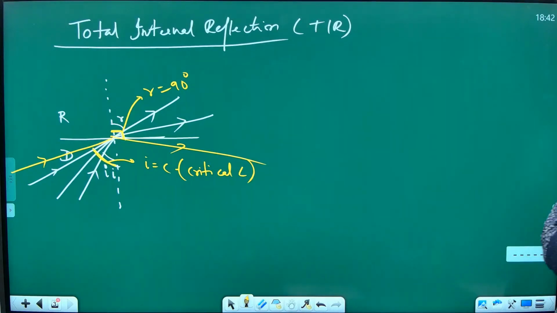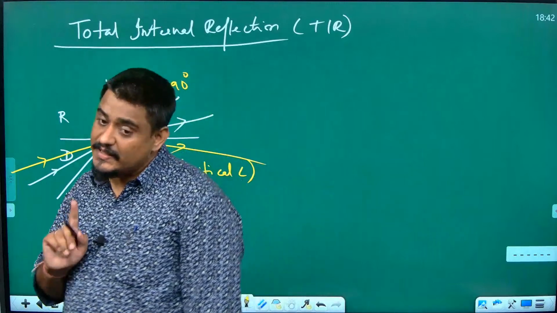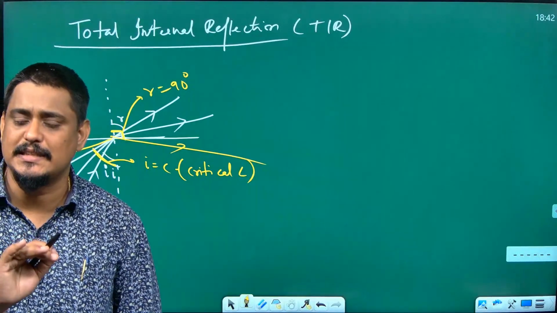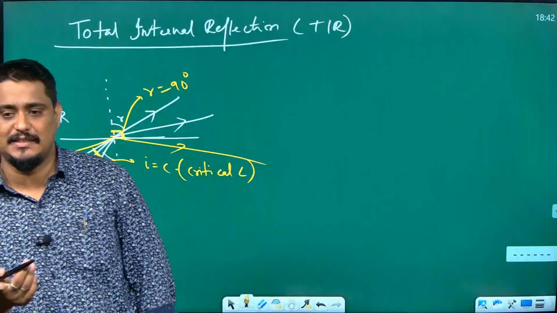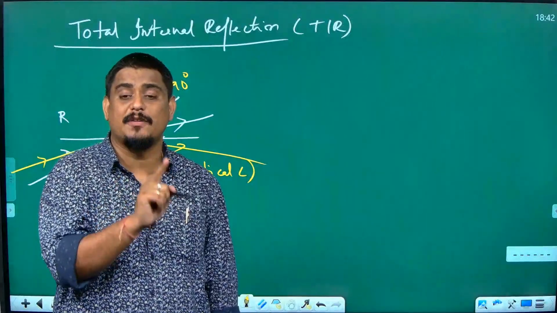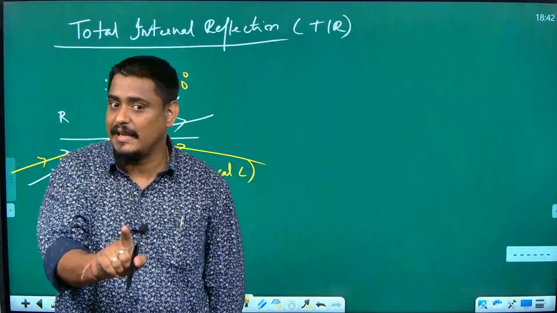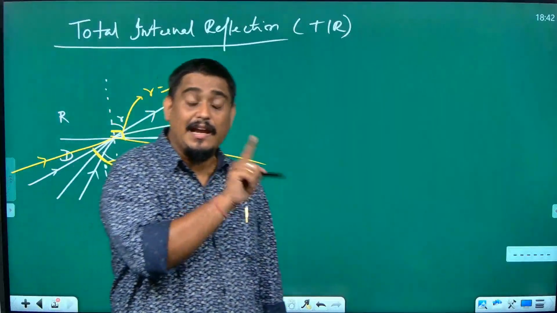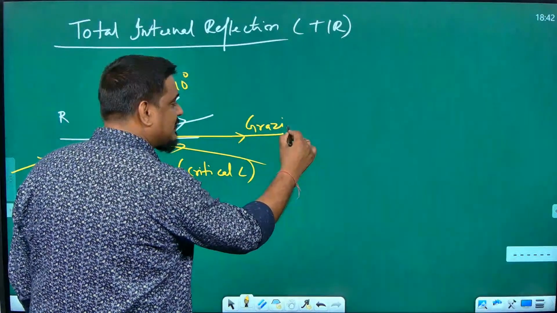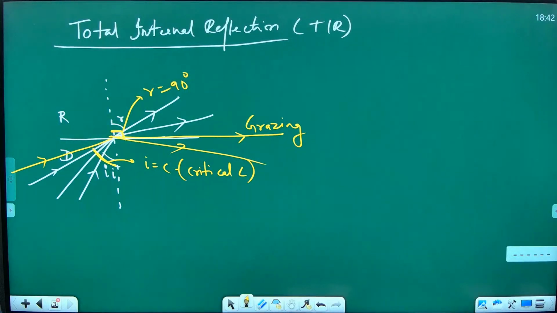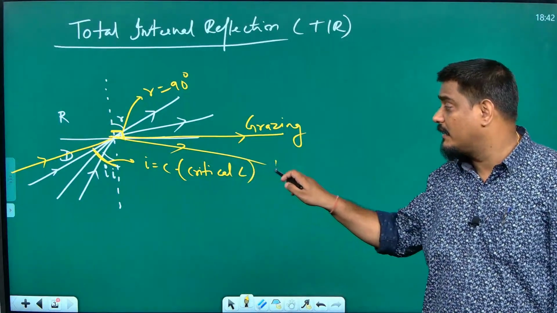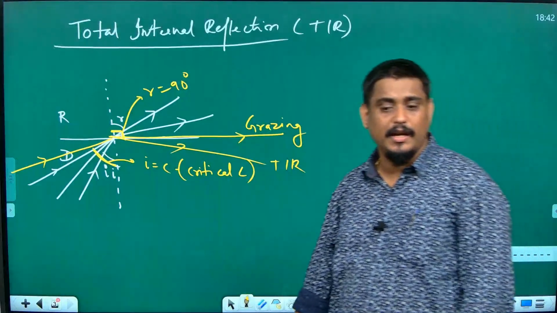I will repeat what I have told now. Whenever the light ray is entering from a denser medium to a rarer medium, it bends away from the normal. As you increase the angle of incidence, the angle of refraction also increases. For a particular value of angle of incidence, for which the angle of refraction becomes 90 degrees, is called the critical angle. At the critical angle, the light will graze. This phenomenon is called grazing. Grazing means the angle of refraction is 90 degrees. If the angle of incidence becomes more than the critical angle, then the light undergoes TIR, total internal reflection.